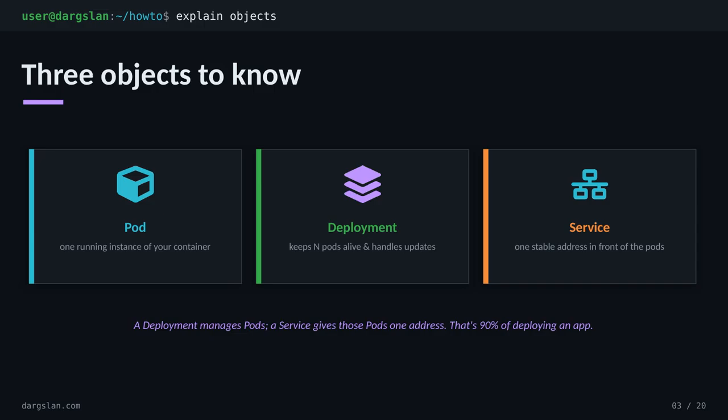To make that promise real, you only need 3 objects. A pod is one running instance of your container, basically the Kubernetes wrapper around what you'd get from docker run. A deployment sits above it and keeps n pods alive, handling restarts and rolling updates for you. And a service gives that group of pods one stable address, so clients don't care which pod answers. Deployment manages pods, service fronts them. That really is 90% of shipping an app.